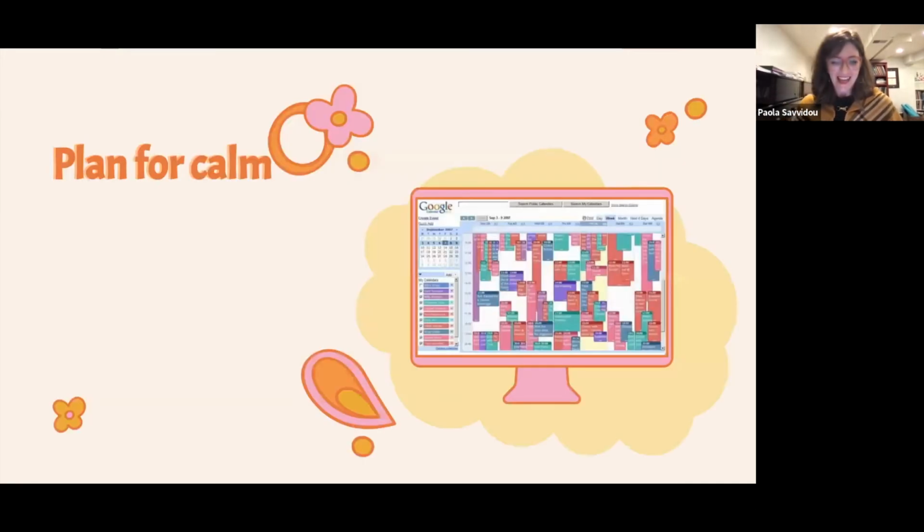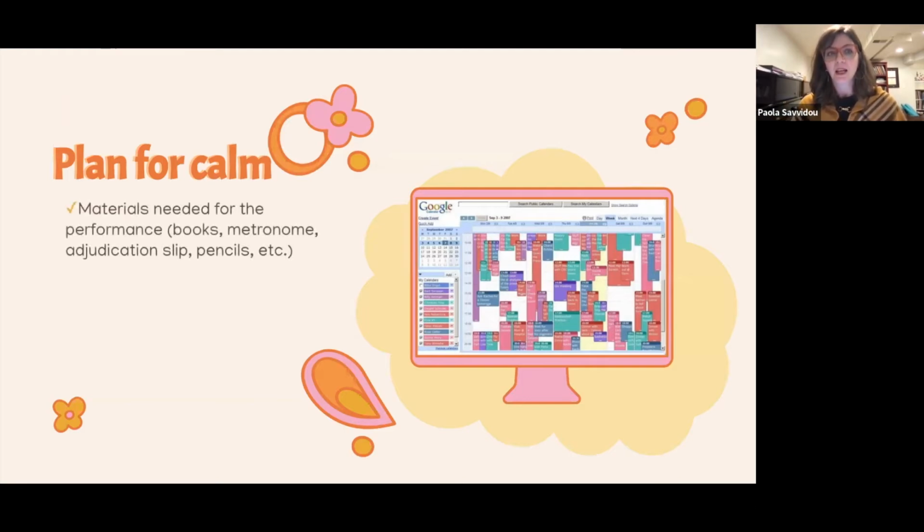So then we come to, right, so we've planned well ahead of time, we've planned for the week before, and then we get to the day of, right? So there are other components that we have to think about to help develop a sense of calm and confidence and control. So what materials are needed for the performance? Do I have everything together? My books, my metronome, my education slip, pencils, whatever it is. Maybe not pencils anymore, everything's online, but is my laptop charged? Clothes and shoes, do I have everything ready to go?